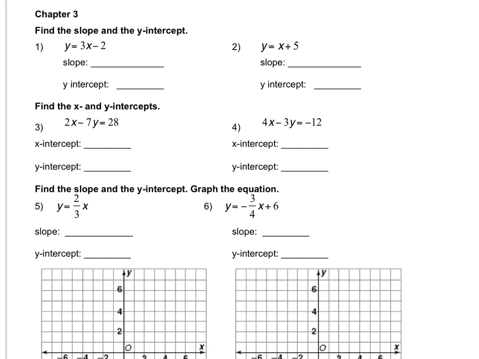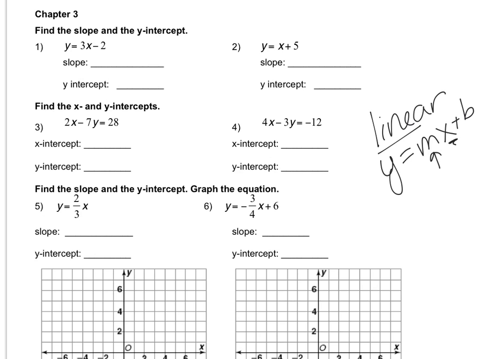For Chapter 3, one of the main ideas was graphing linear equations, and linear equations make lines when they are graphed. And one of the forms that we spent a lot of time focusing on was y equals mx plus b, which is slope-intercept form. And in this form, y equals mx plus b, the m, or the coefficient of the x, is the slope, and the b is the constant, and that is the y-intercept, or where it crosses the y-axis.